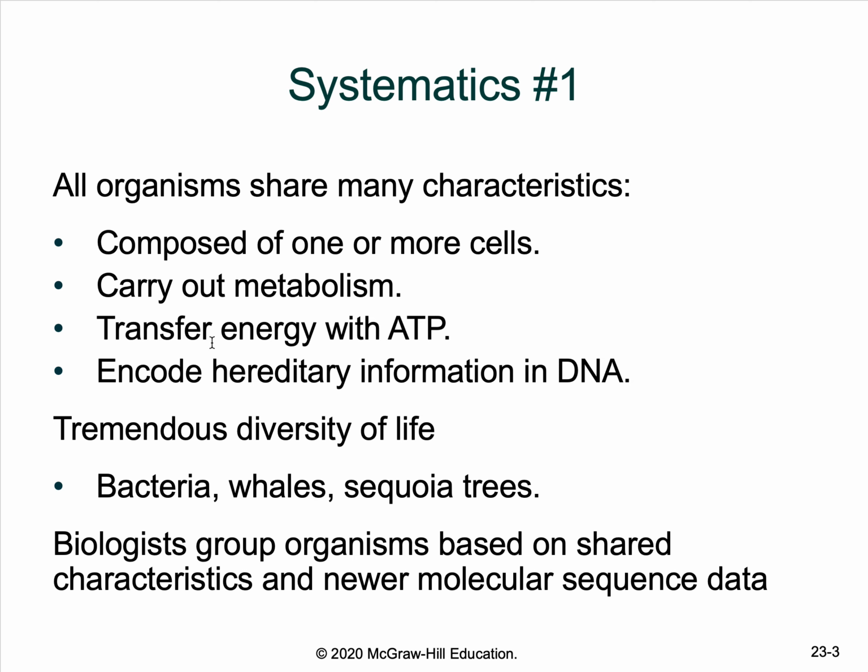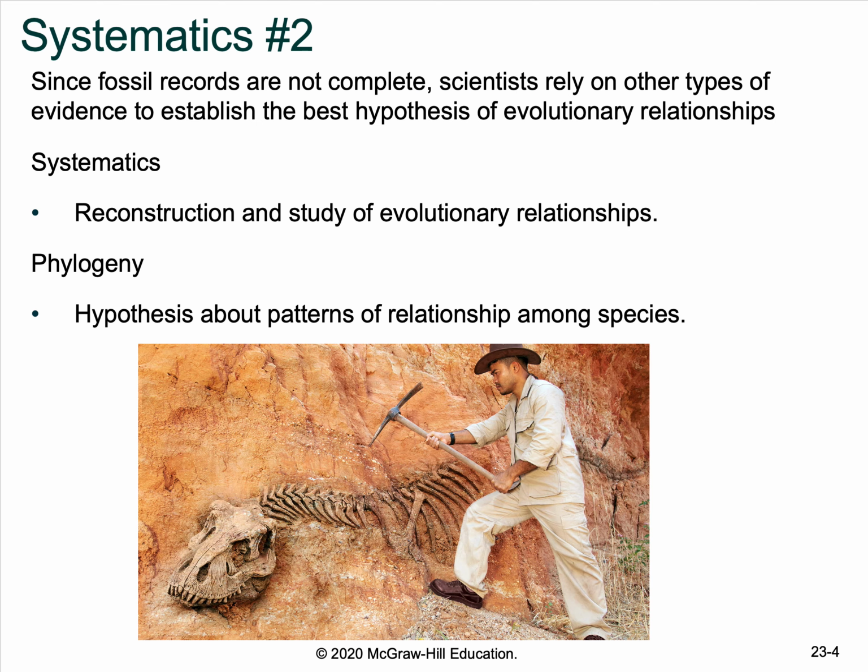Another thing is that they transfer energy with ATP, and that they have DNA or genetic information, which could be RNA as well. They go on to mention that life is very diverse. You can have really small organisms, and then you can have really large organisms. So we have to organize all these organisms in a certain way, and we're going to talk about how we do that.